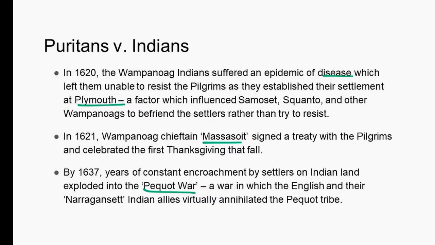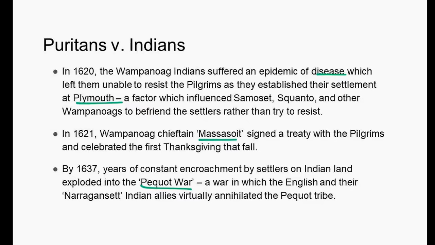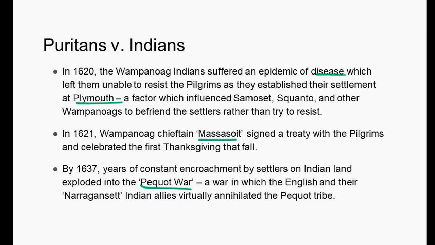Puritans versus Indians. In 1620, the Wampanoag Indians suffered an epidemic of disease which left them unable to resist the Pilgrims as they established their settlement at Plymouth, a factor which influenced Samoset, Squanto, and other Wampanoags to befriend the settlers rather than try to resist. In 1621, Wampanoag chieftain Massasoit signed a treaty with the Pilgrims and celebrated the first Thanksgiving that fall.